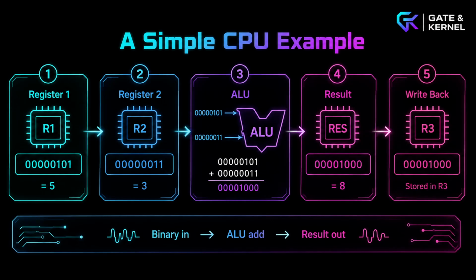The CPU sends both bit patterns into the ALU. The ALU adds them and produces 00001000. That represents decimal 8. The CPU can then store the result in another register. From a high-level programming view, we simply see 5 plus 3 equals 8. Inside the hardware, the operation is performed using electrical signals that represent binary values.